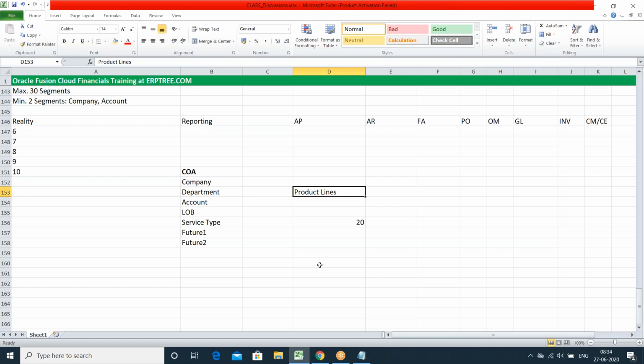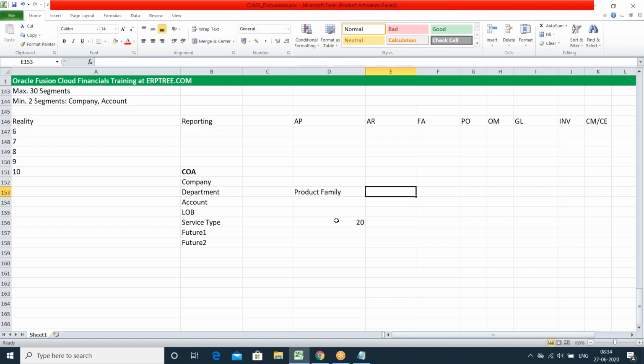Another example you can take where they can take some product: if Oracle implemented the Oracle Fusion application for them, in that case they can select product as one of the segments. In that case, which product they are selling to the client. Or they can give the product family, or else.